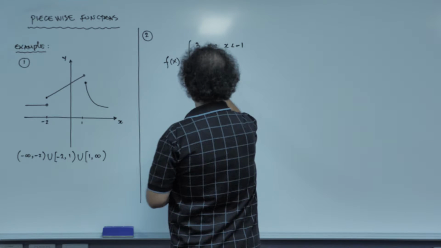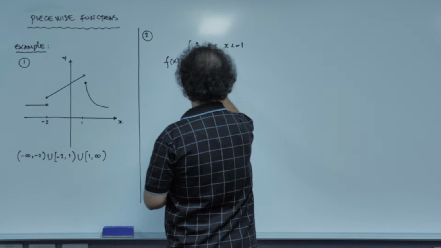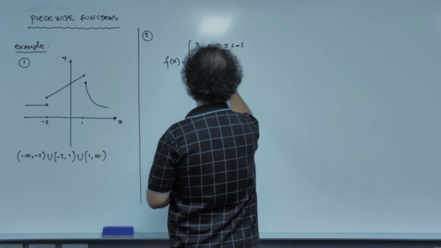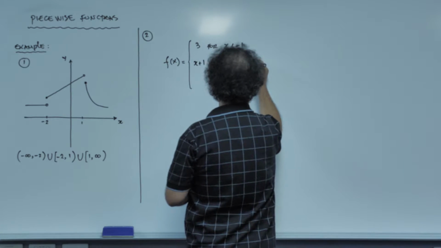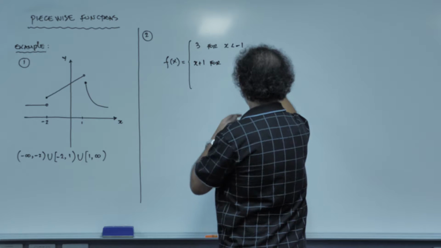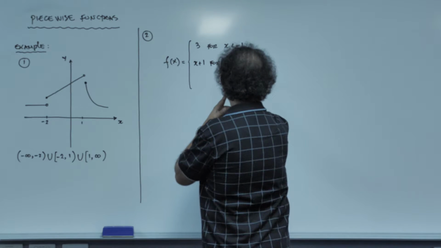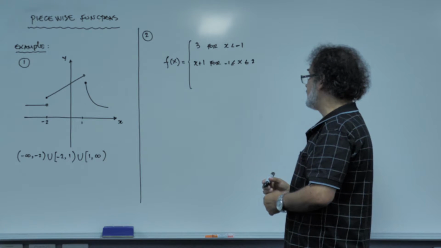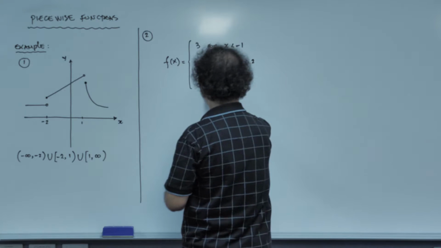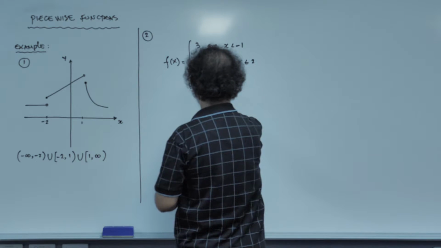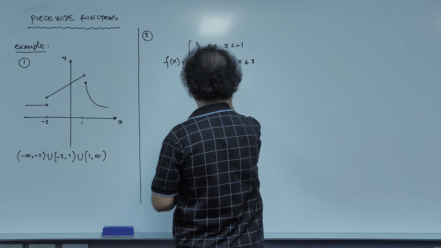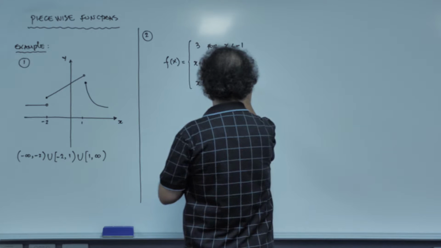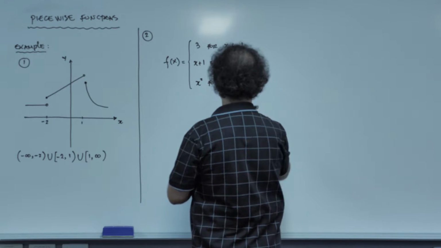We're going to say that the function is equal to x plus 1 for x between, let's say, -1 and 2. And we're going to say that the function is going to be equal to x squared for x greater than 2. All right.